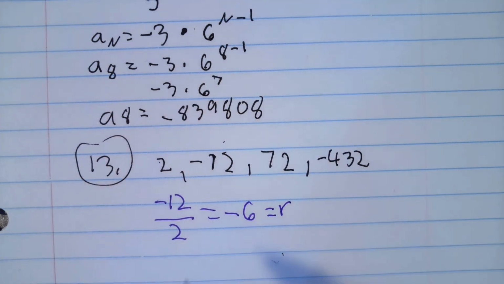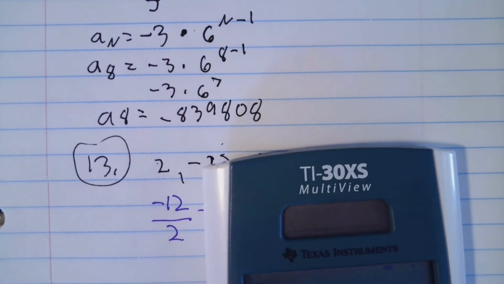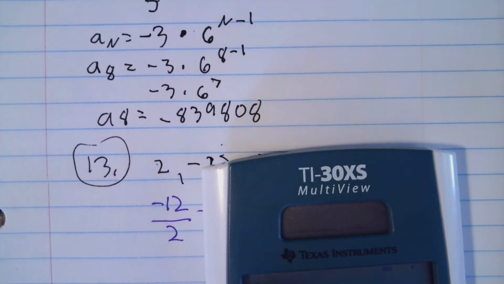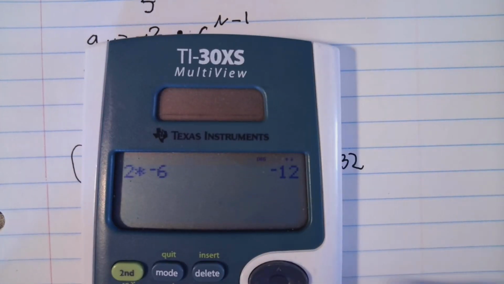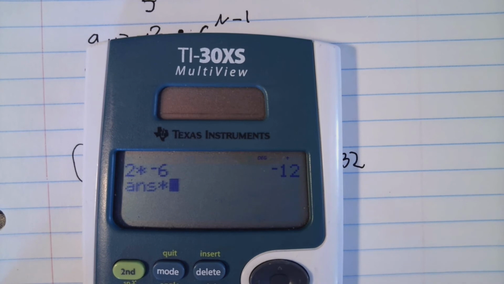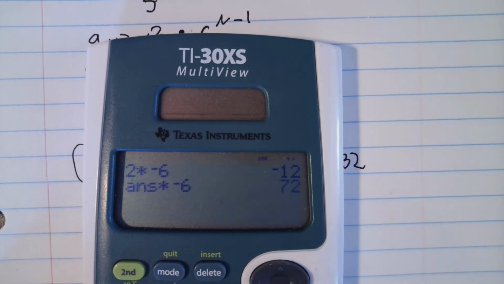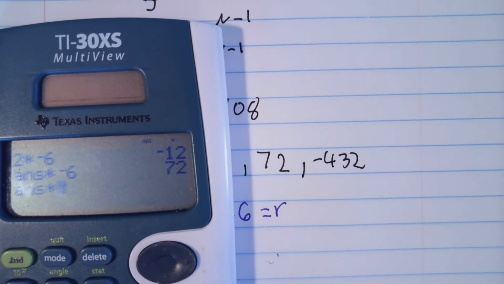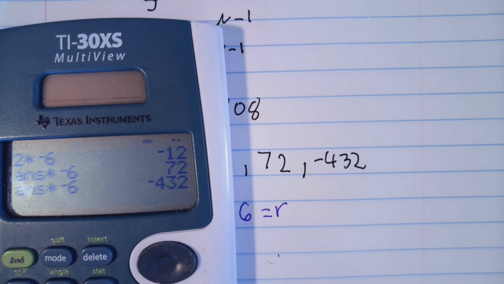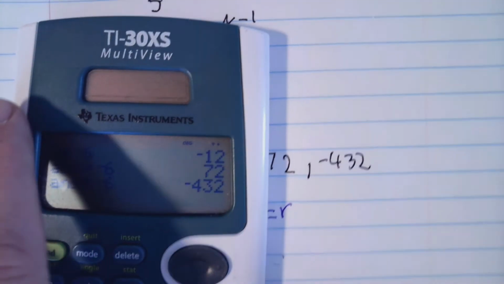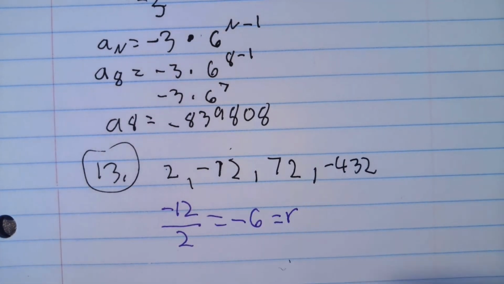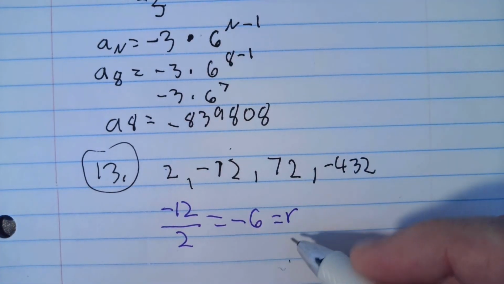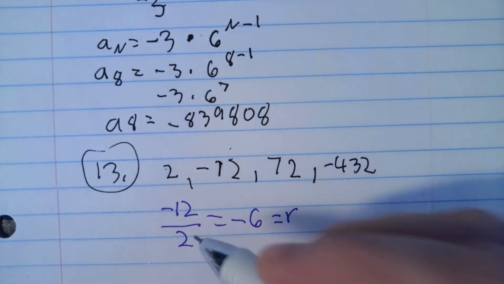So let's test it. 2 times negative 6 is negative 12. Times negative 6 is 72. Times negative 6 is, okay. So it's definitely geometric. And because the ratio is negative, that's what flips it from positive to negative. So let's see how this is going to work with the explicit formula.